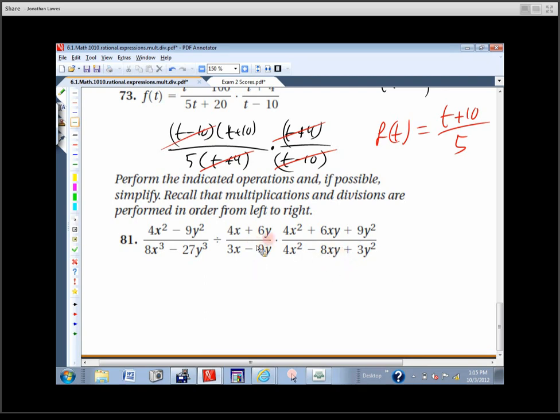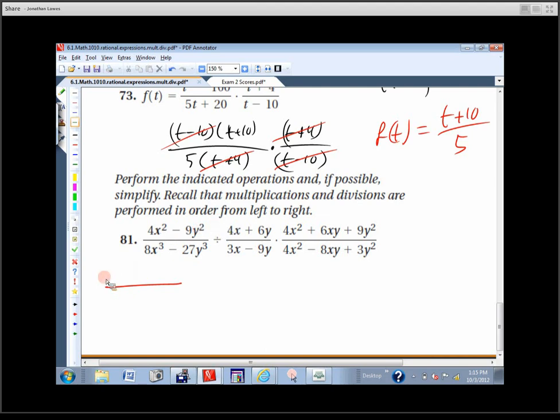So do I have to flip this one over, or do I have to flip both of them over? Just the middle one. That's the only one I need to flip over. So if I'm going to do this problem and save myself some work, I'm going to factor this and write it here. Good to recognize those.